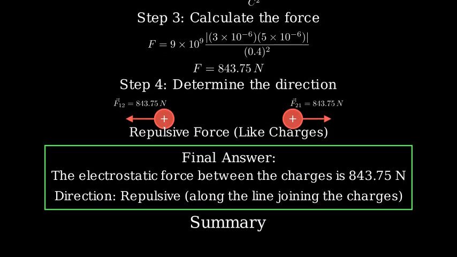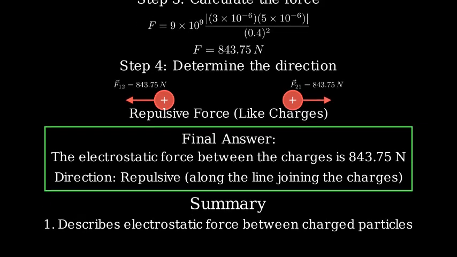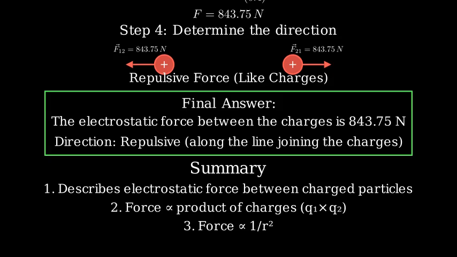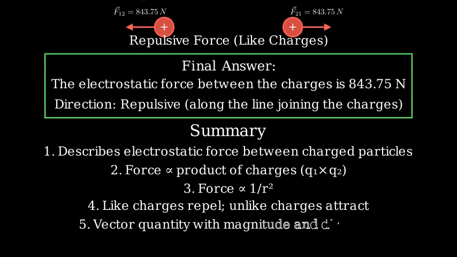Let's summarize what we've learned about Coulomb's law. 1. Coulomb's law describes the electrostatic force between charged particles. 2. The force is directly proportional to the product of charges. 3. The force is inversely proportional to the square of the distance. 4. Like charges repel, unlike charges attract. 5. It's a vector quantity with magnitude and direction.